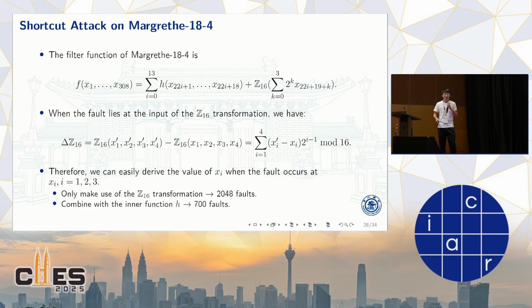Okay, we also try to apply our shortcut attack to Margaret 84, but the MFP paradigm and the large key space prevent us from some single-fault DFA. But we can still make use of the Z16 transformation to recover some key information with the fault. And based on these equations, we present two different multi-fault DFAs on Margaret 84.